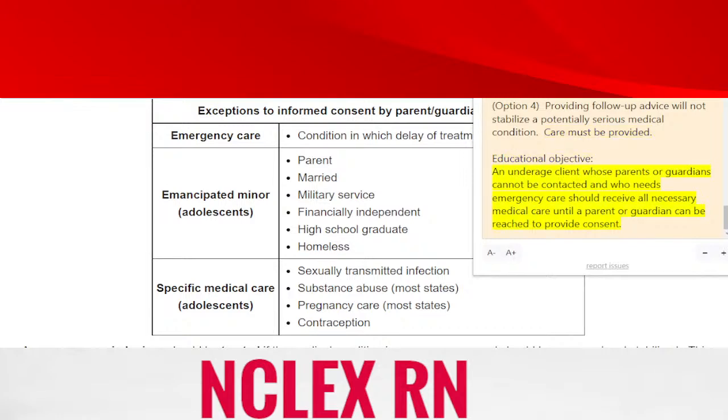Educational objective: an underage client whose parents or guardians cannot be contacted and who needs emergency care should receive all necessary medical care until a parent or guardian can be reached to provide consent.